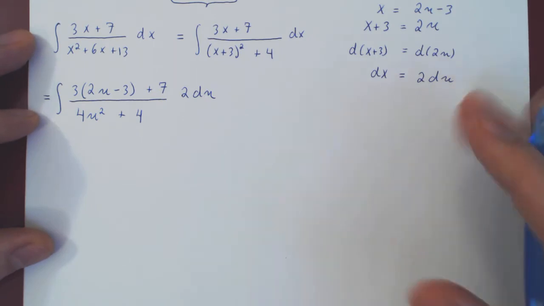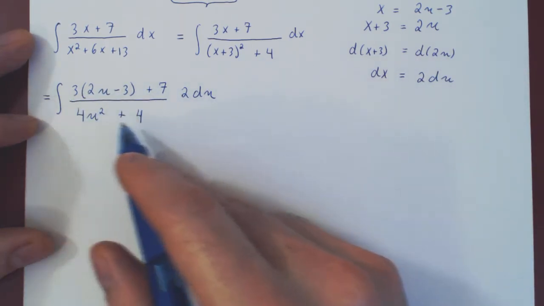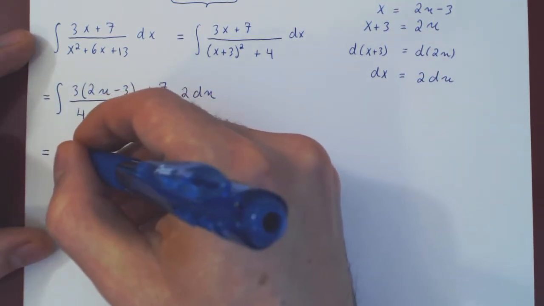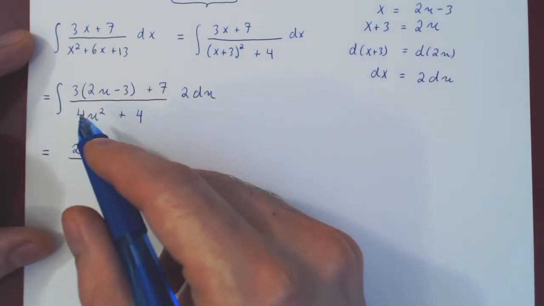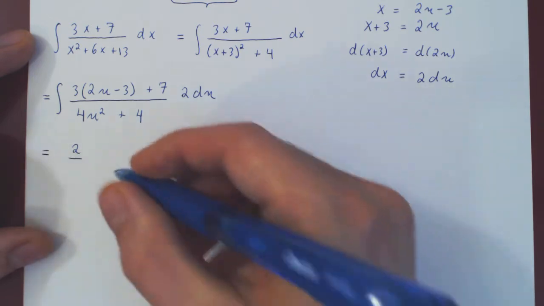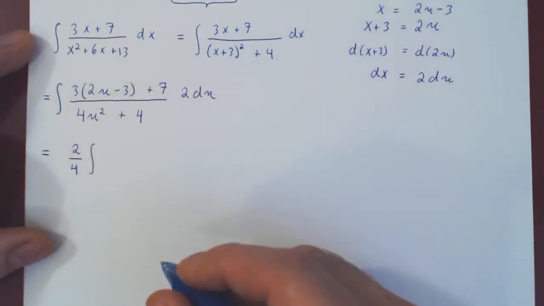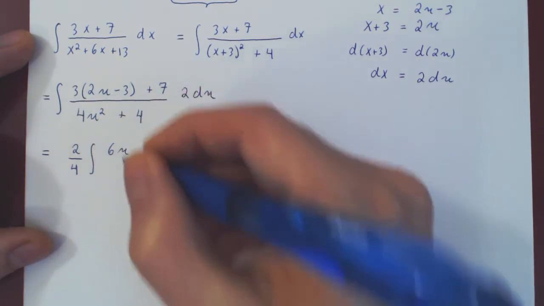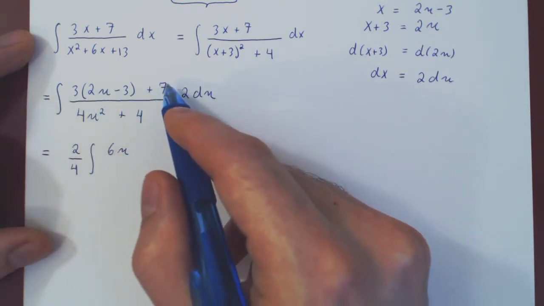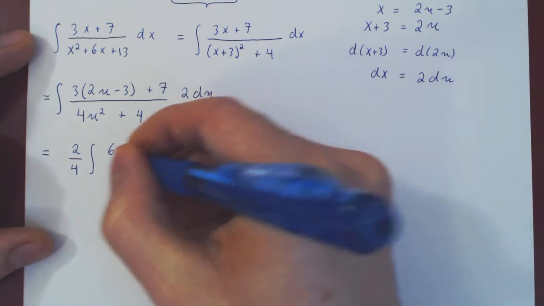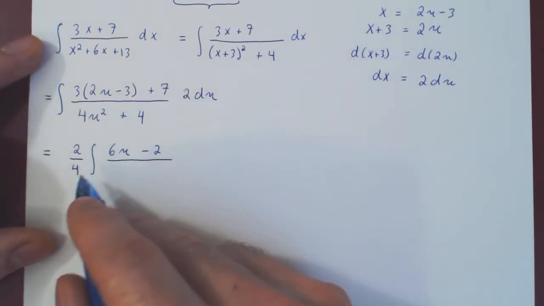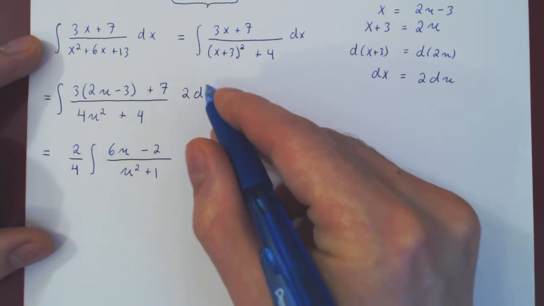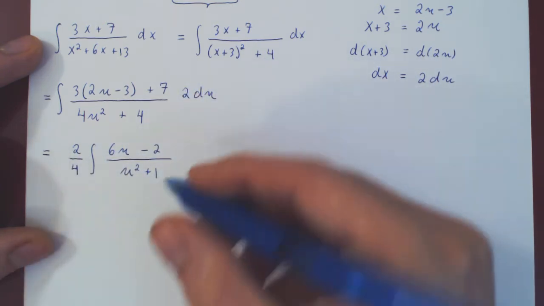So let's see what we have now. Let's simplify first our numerator and denominator. So first thing, we have 2. We can pull 2 out of the integral, as it is a constant multiple. We can factor here a 4 and also pull that out, so 2 over 4. Integral of, what are we left with? Well, 3 times 2u will give you 6u, minus 9 plus 7 minus 2, over, don't forget we factored the 4 here, and this leaves us with u squared plus 1. And du, as we already factored the 2 outside.